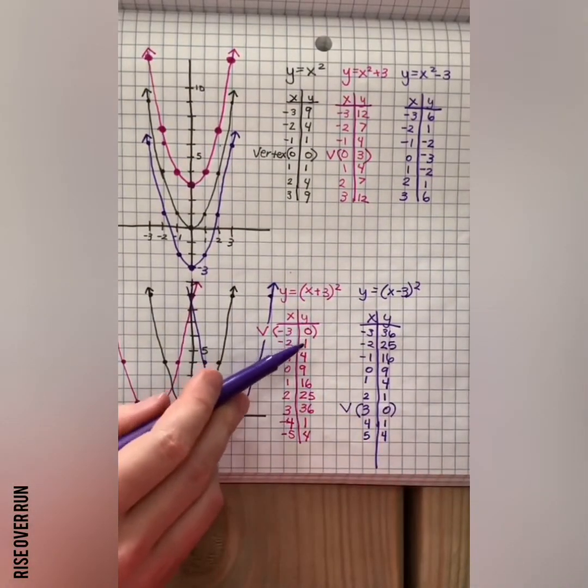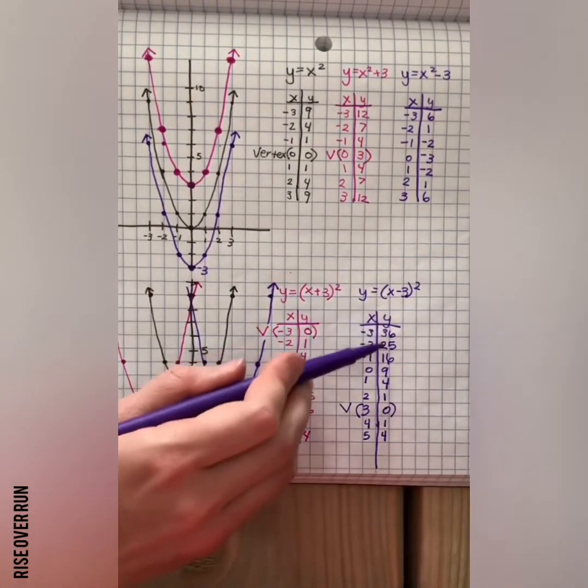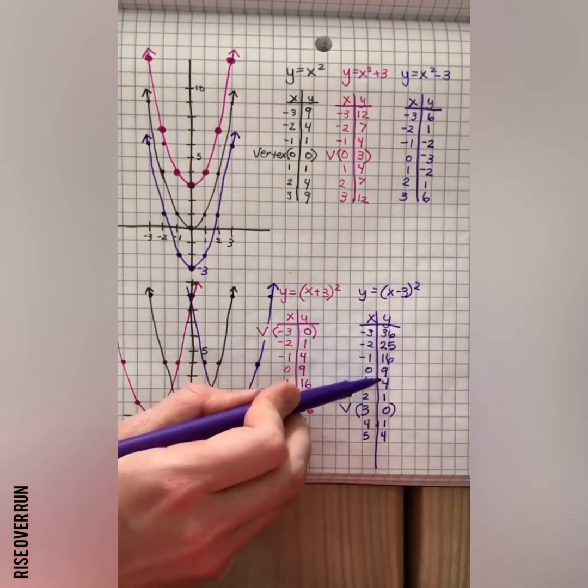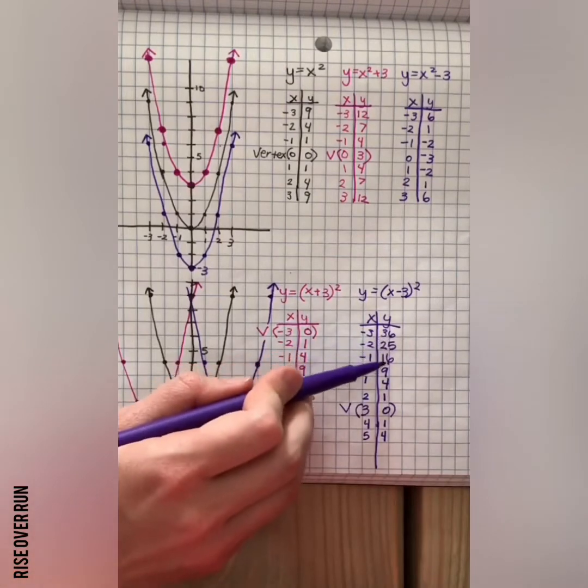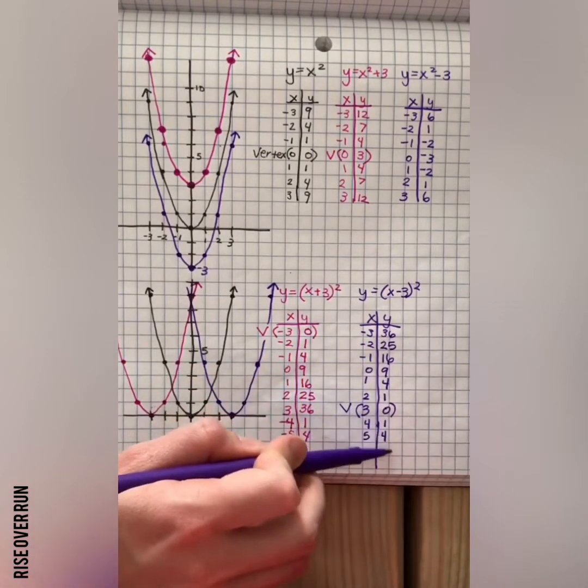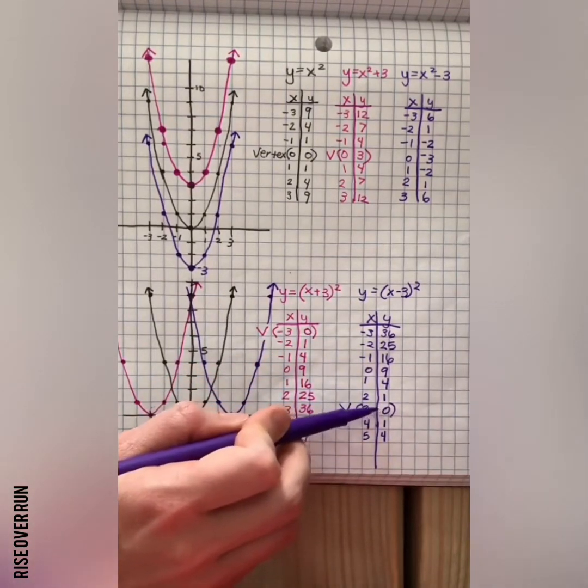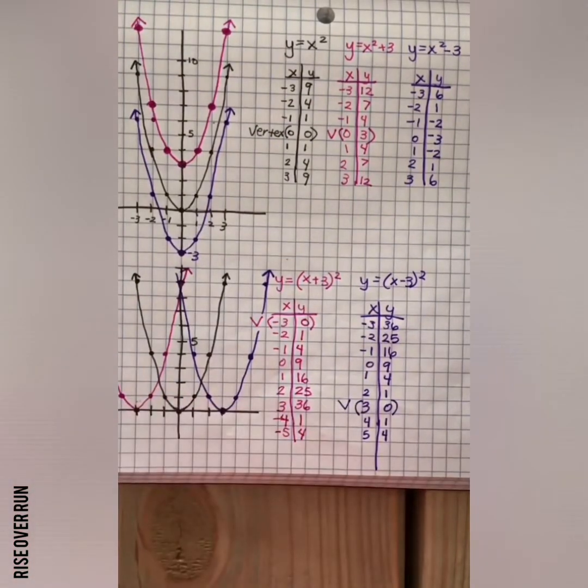If you're wanting to identify the vertex just looking at the table of values, look for when you change directions. So here the y's are decreasing, and then they start increasing. So that's my vertex. It's the turning point.